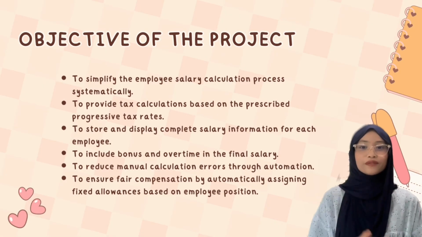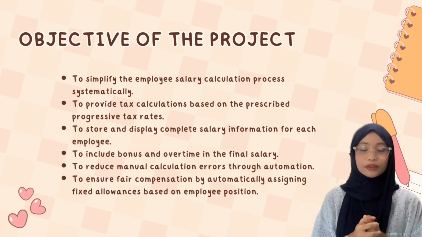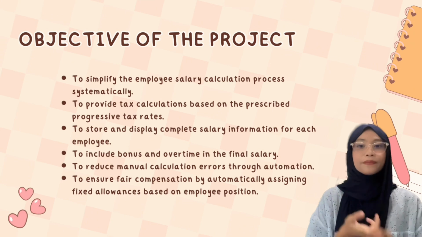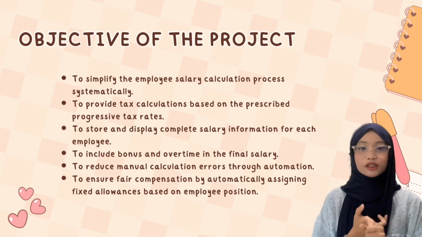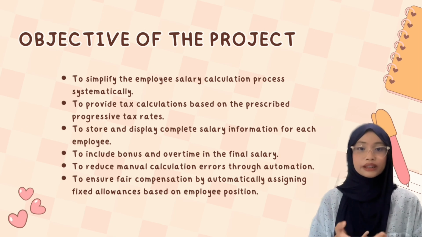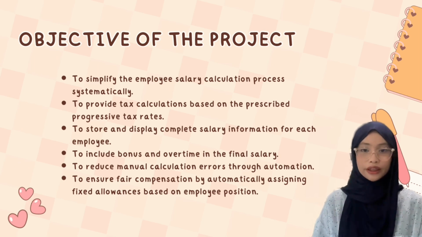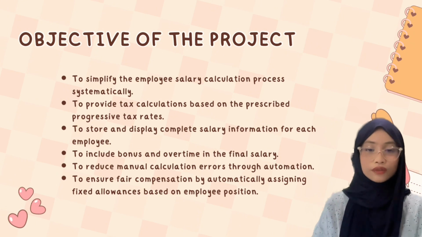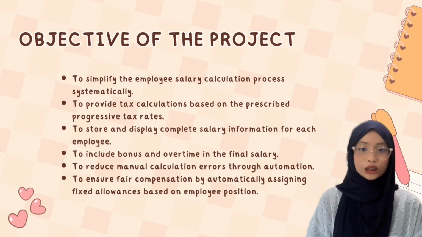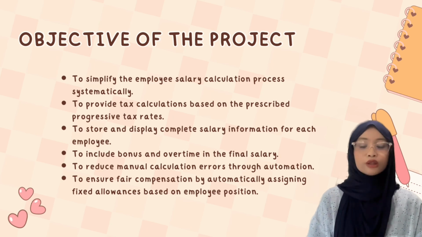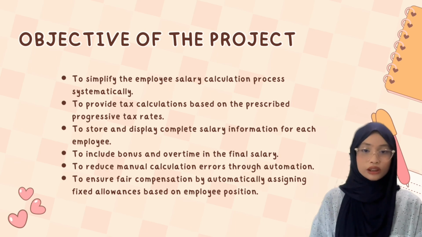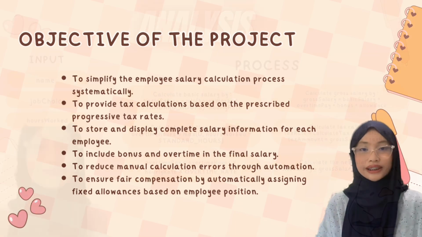We have six objectives for the project: to simplify the employee salary calculation process systematically, to provide tax calculation based on the prescribed progressive tax rate, to store and display complete salary information for each employee, to include bonus and overtime in the final salary, to reduce manual calculation errors through automation, and to ensure fair compensation by automatically assigning fixed allowance based on employee position.